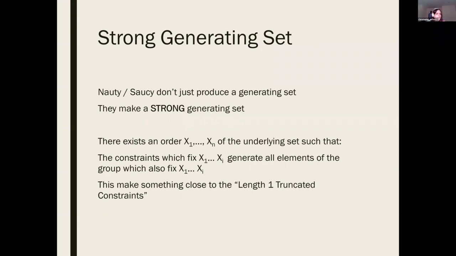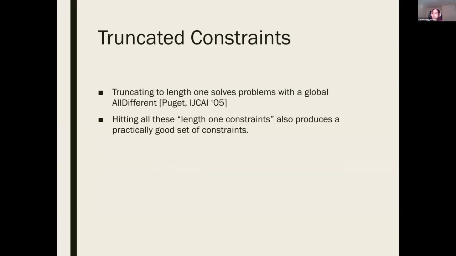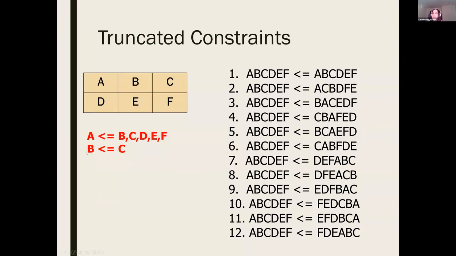This means it generates something close to, not quite, but close to these length 1 truncated constraints. It has to have group elements which fix the first element. So it will definitely contain a constraint which generates B less than or equal to C, because it will have to have a group element that fixes A, and that element will have to swap B and C, because that's the only thing left after you've got A. So it will have that element.